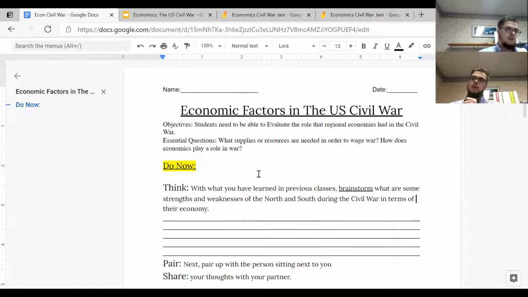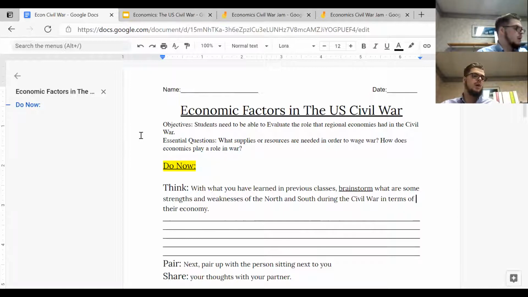Up here you see that there's a thing that says Economics U.S. Civil War. That's their PowerPoint. They're going to read through that, but I'll read through it with you and give you the answers to questions. In an actual instructional setting, they would be going through that with their partner. So let's get into the Do Now.